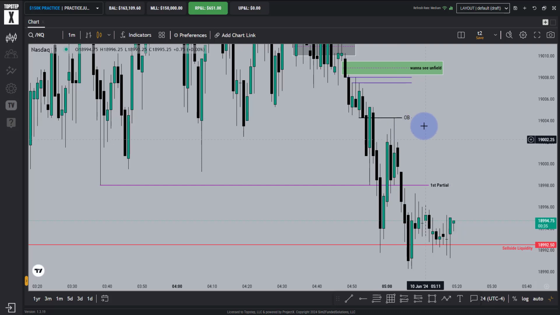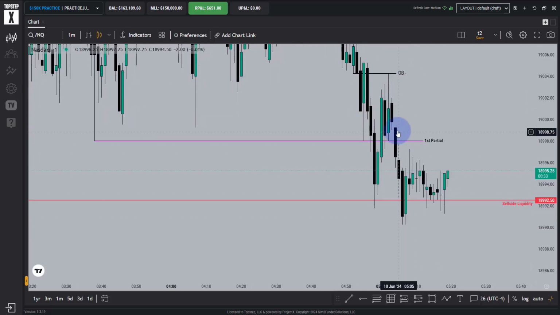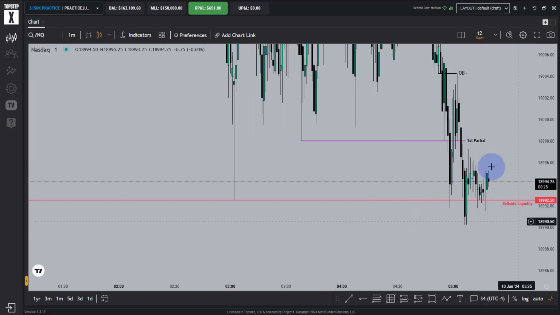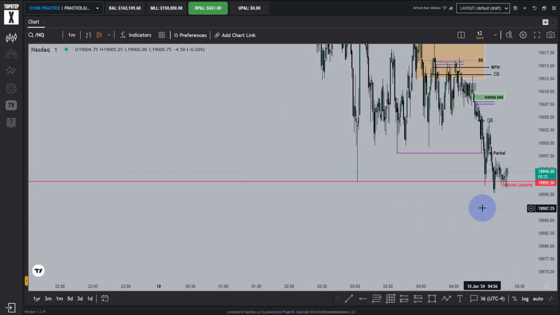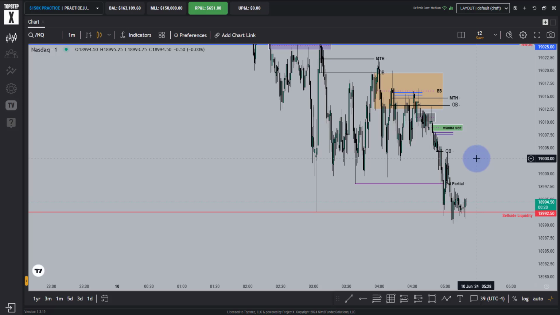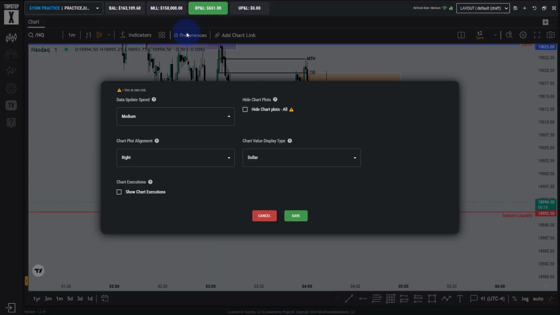Tapped to this order block, fell again, made another unfilled fair value gap. Can you see the unfilled fair value gap over there? At the same time, the market has taken the sell side liquidity. So the sell side liquidity from your 15-minute chart has been taken over here. So that was the entry, and that was the reason for taking that entry.